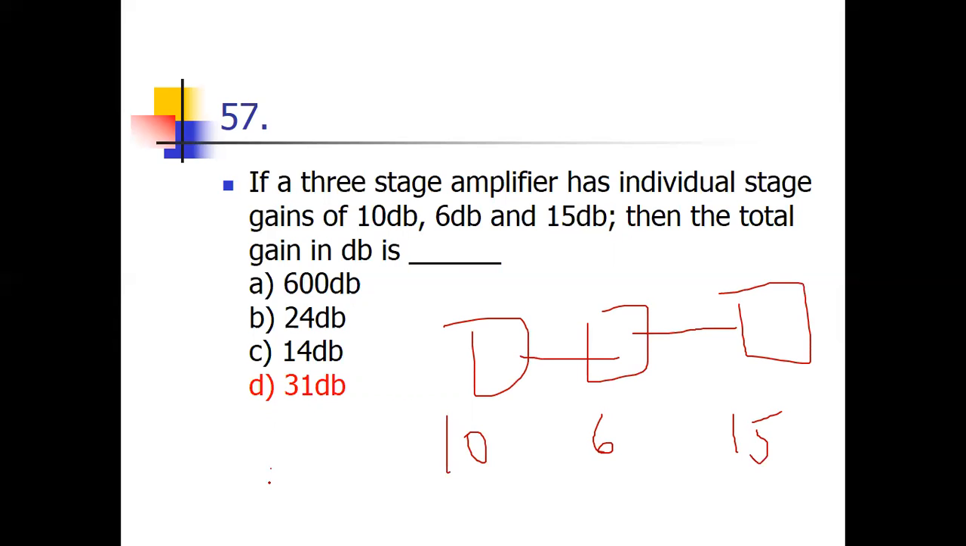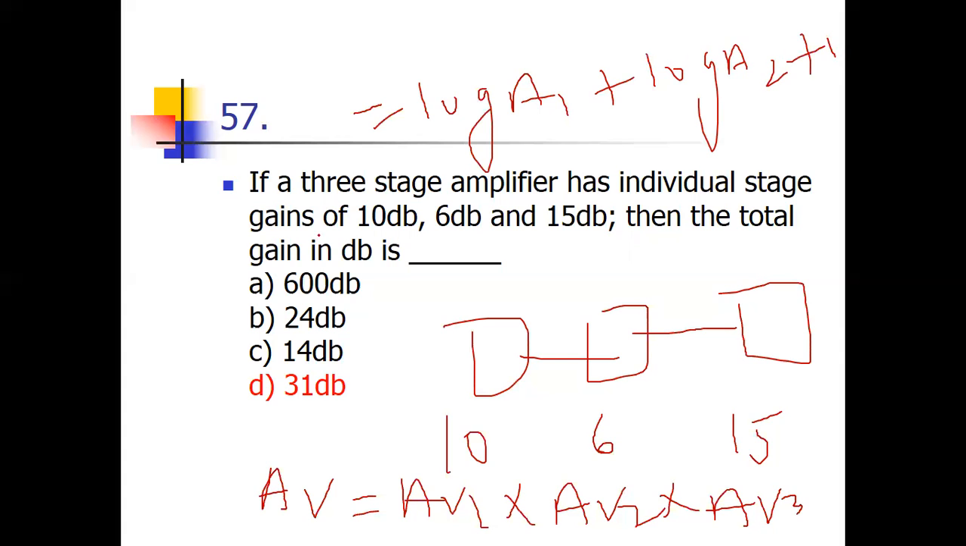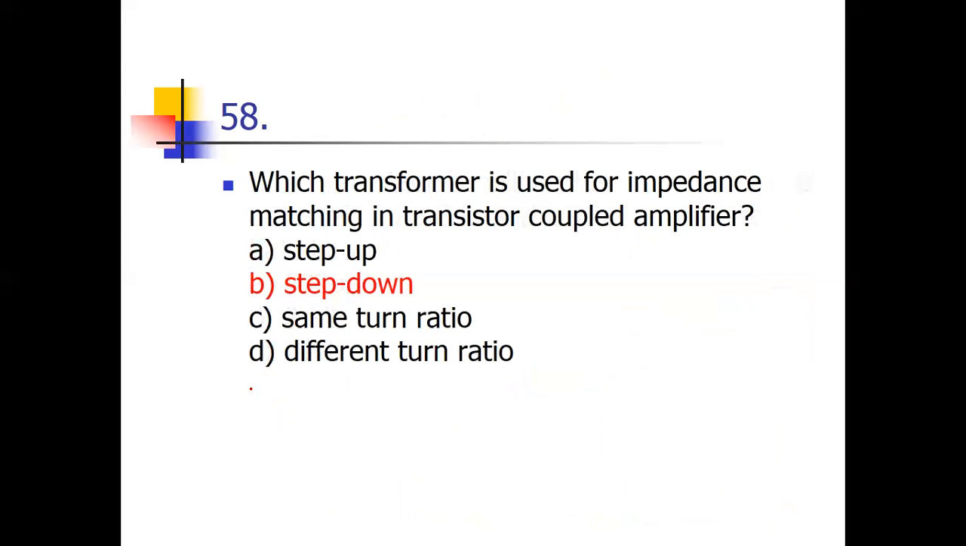Remember, total gain is the multiplication of each gain: A1 multiplied by A2 multiplied by A3. But if we take the log of this, then all parameters will be added up: log A1 plus log A2 plus log A3. Why am I talking about logarithm? Because all the values are given in decibel. So when we add all this up, 10 plus 6 plus 15, it will be 31 dB. So don't be confused in such types of questions.